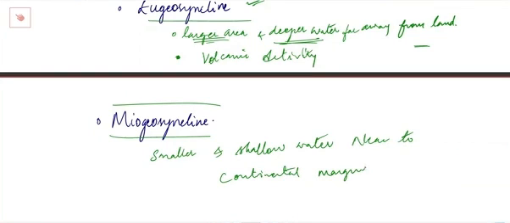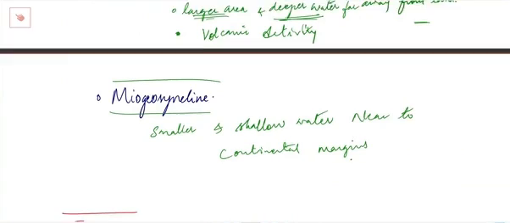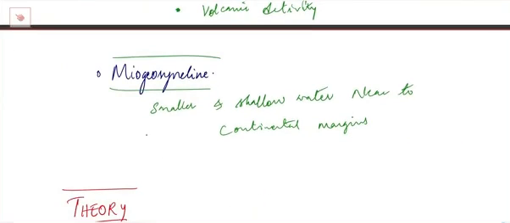So here we cannot find the volcanic activity, so it is free from volcanic activity. It is free from volcanic activity. This is what a geosyncline is, simply.